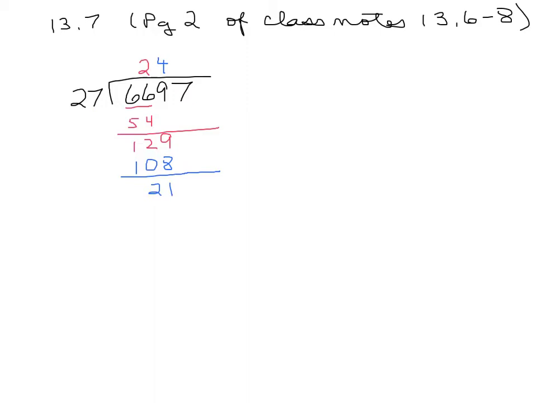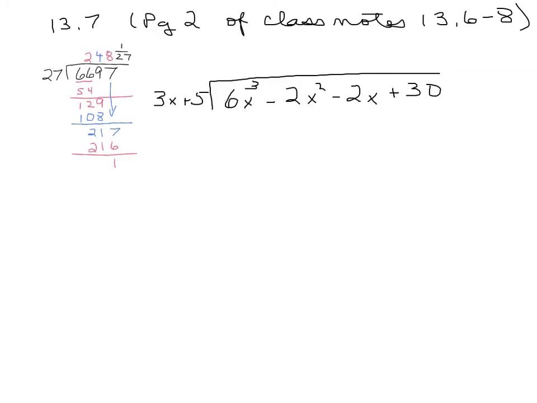Then you bring down the 7. Now we have to see how many times 27 goes into 217. It goes in 8 times, and 8 times 27 is 216. When we subtract, we get 1. 1 is less than 27, so that's a good number. Now we have nothing else to bring down, so we take our remainder and make it the numerator, and make our divisor the denominator, so that we have 248 and 1/27, and that's our answer.